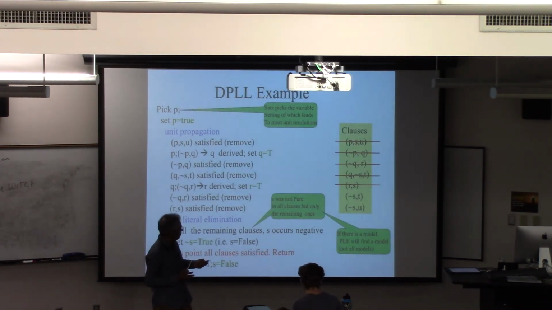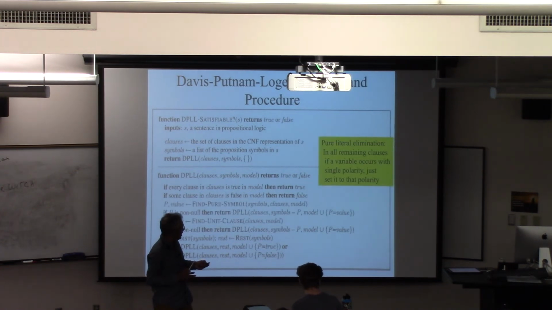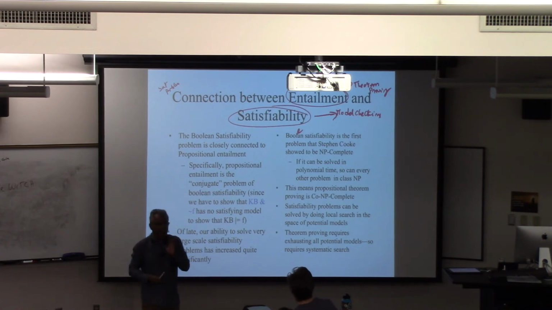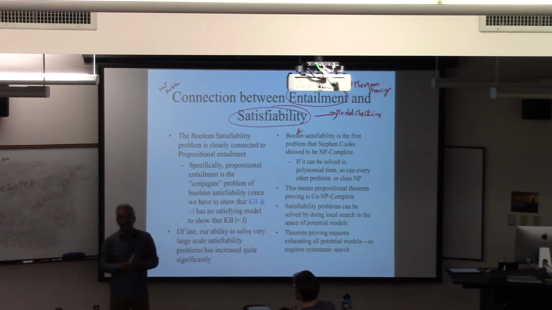I don't want to go back to 2 minutes, but that's exactly what we did when we threw this KB and not alpha slide, not alpha column, and said it's unsatisfiable. So model checking and theorem proving are yin and yang. In fact, they are connected.